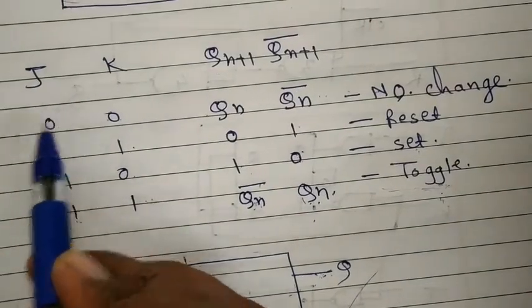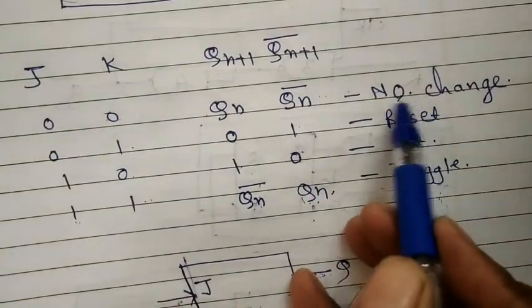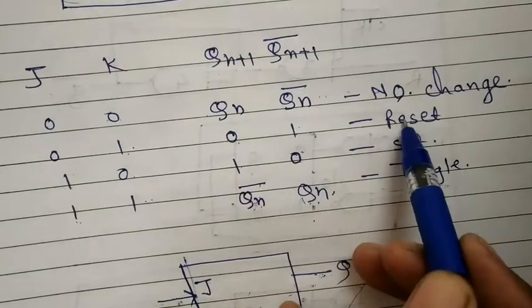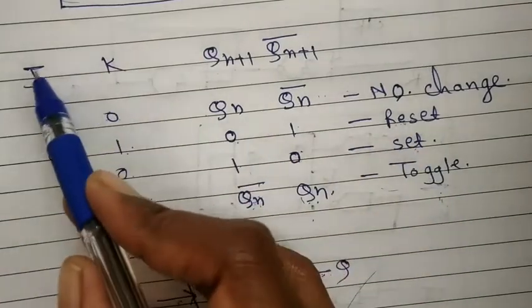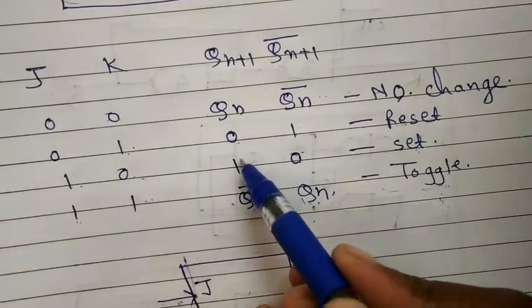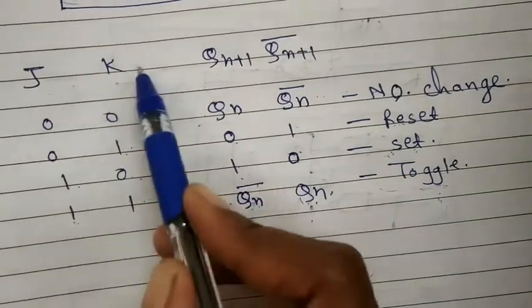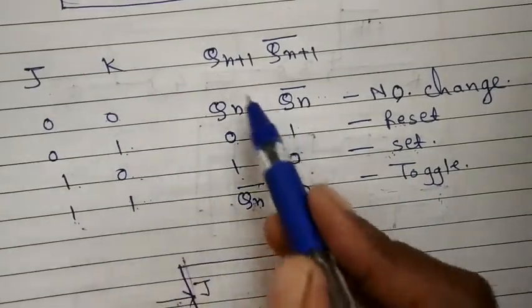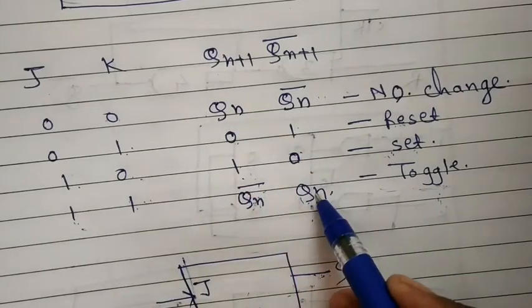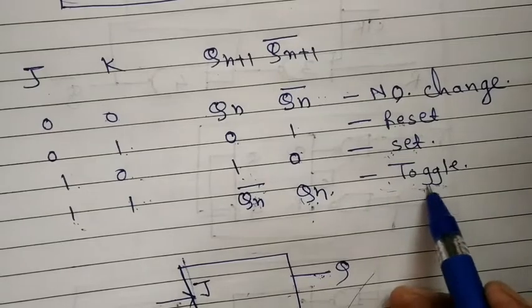If J is equal to 0 and K is equal to 0, there is no change in the state. If J is 0 and K is 1, the output will be 0. This is the reset condition. If J is 1 and K is 0, we are getting output 1. So this is the set condition. If both inputs are 1, then we are getting Qn bar and Qn, an inversion in the result. This condition is called the toggle condition.